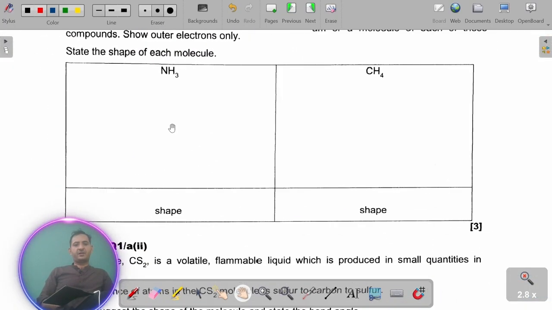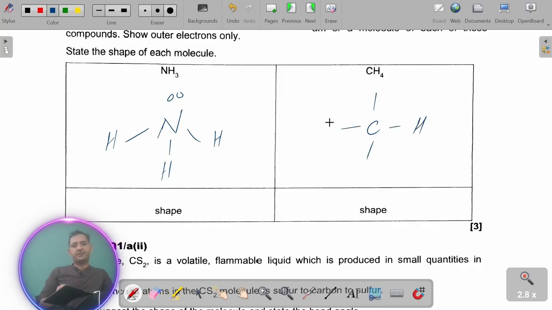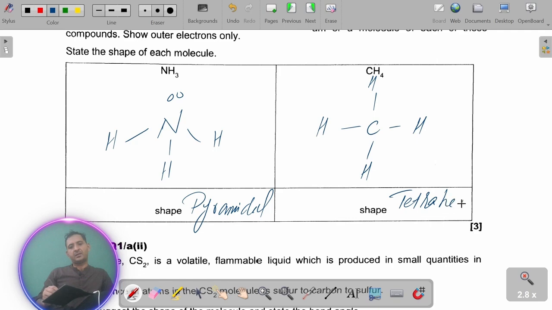So the shape of ammonia, we have done this already, is like this. It has a lone pair of electrons. And what about CH4? It is tetrahedral. Ammonia is pyramidal, and CH4 is tetrahedral.